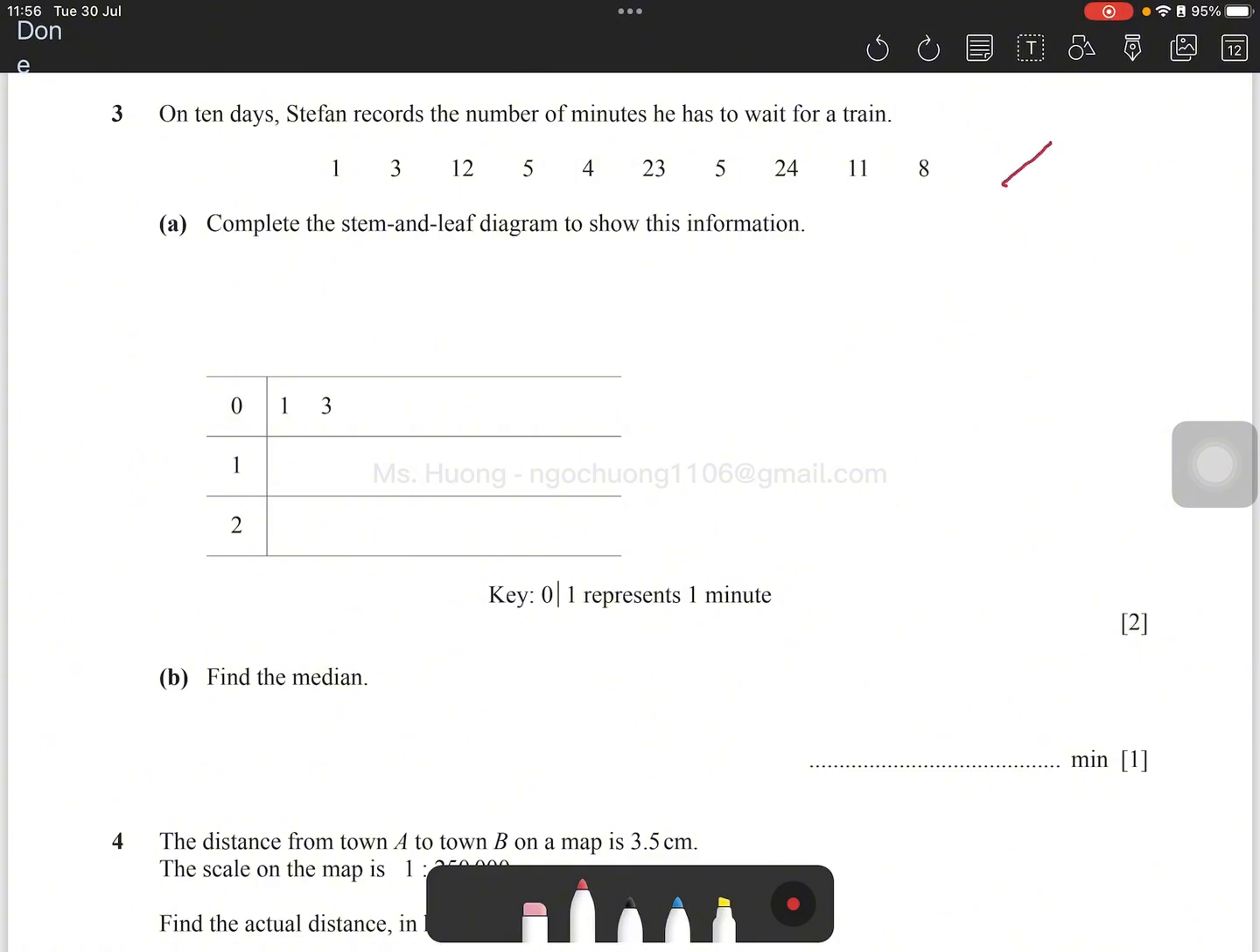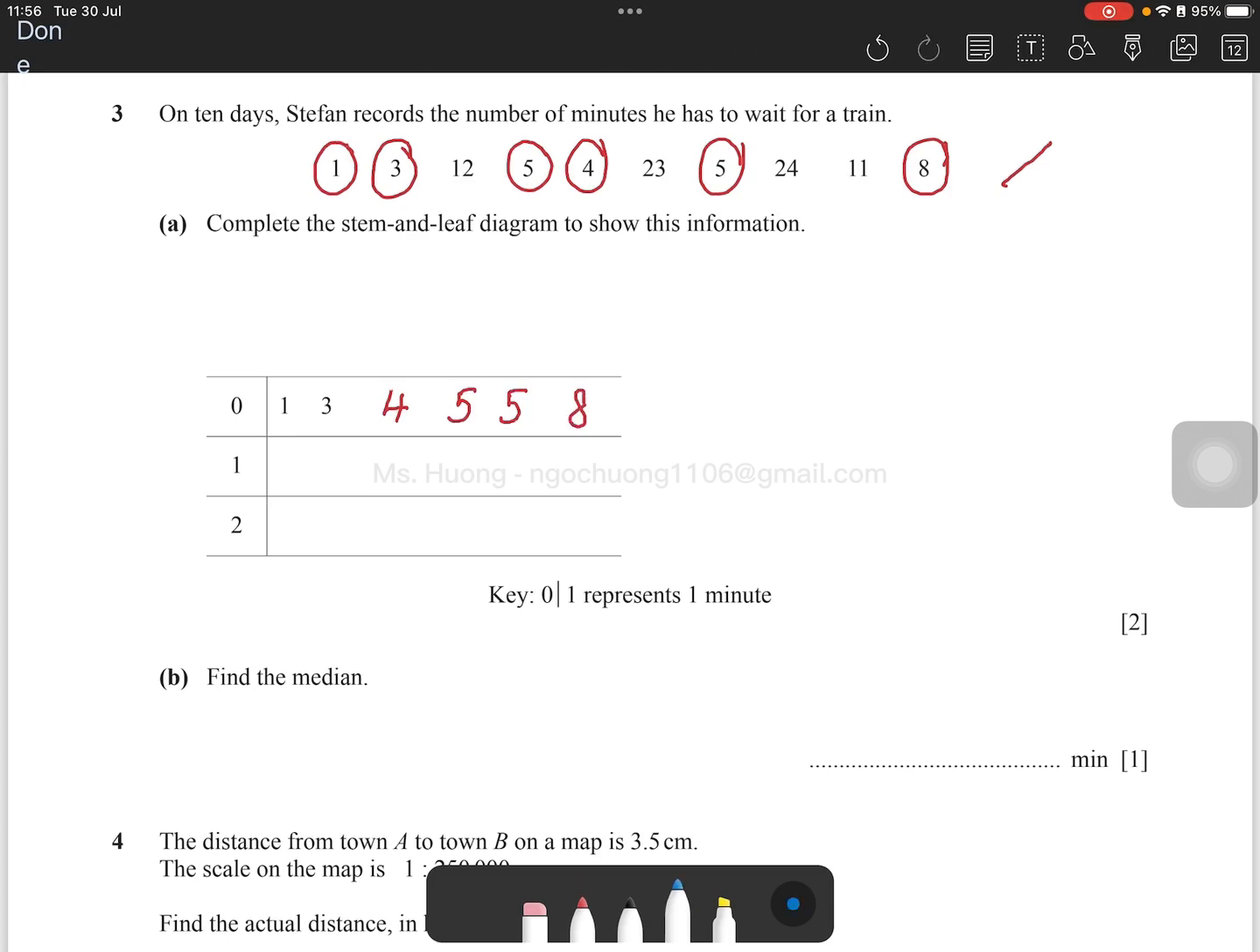Let's check those numbers with the tens digit 0. They are 1, 3, 5, 4, 5, and 8. So we need to arrange these numbers in order from smallest to greatest. The smallest is 1, and then 3. Then we have 4, 5, 5, and 8.